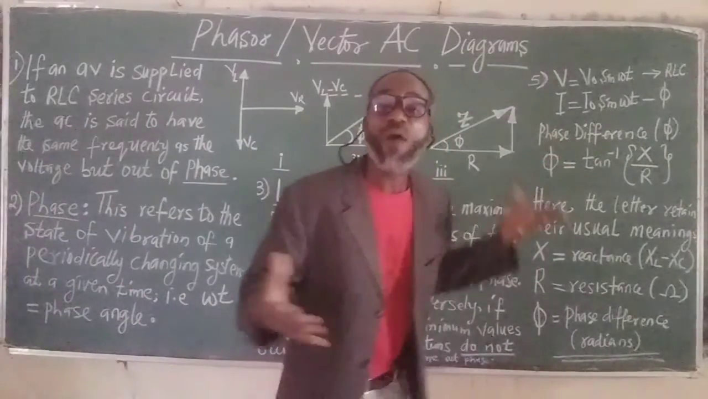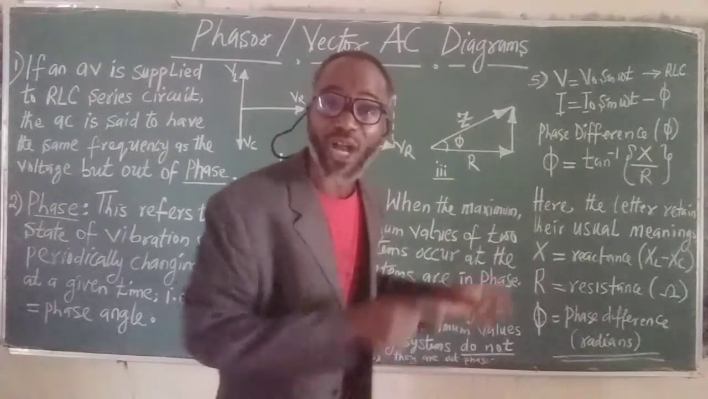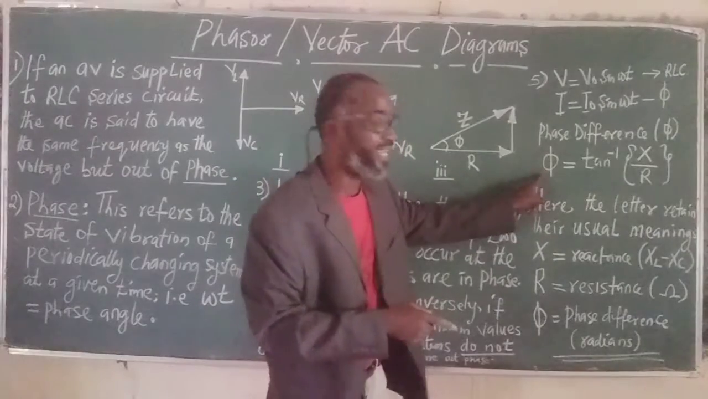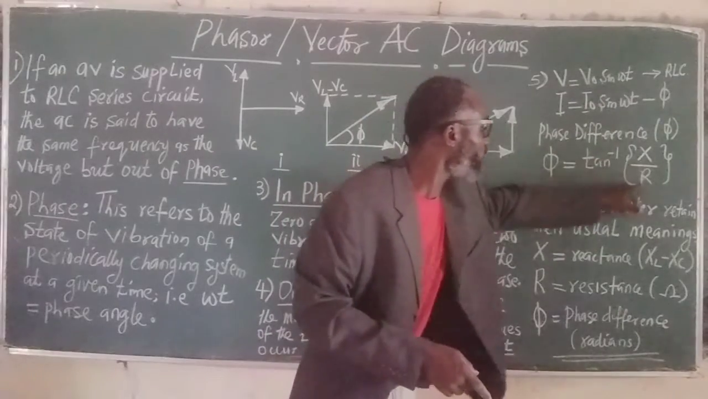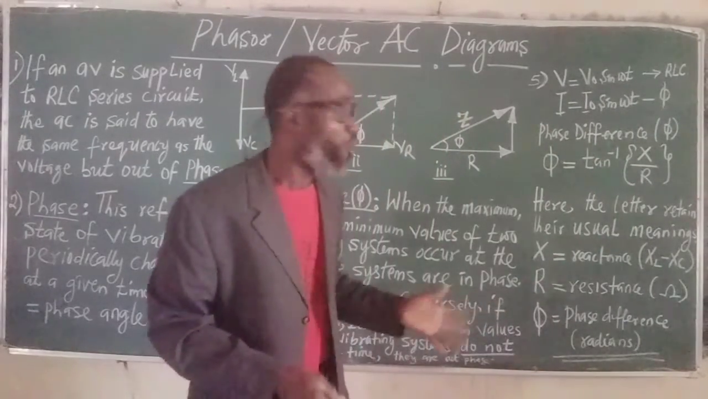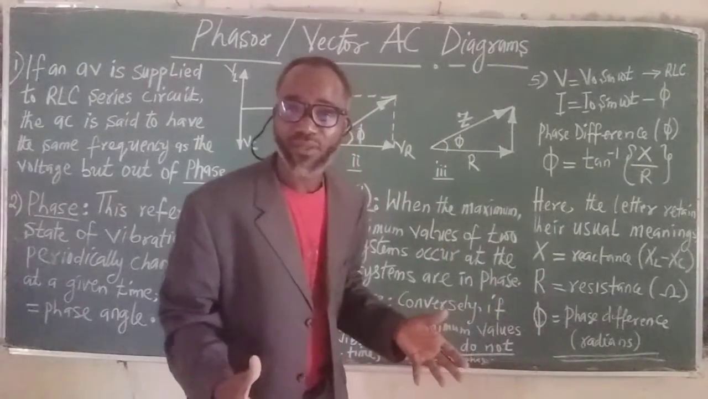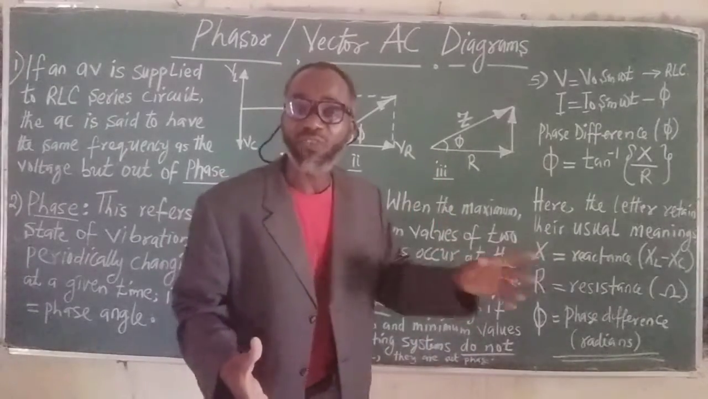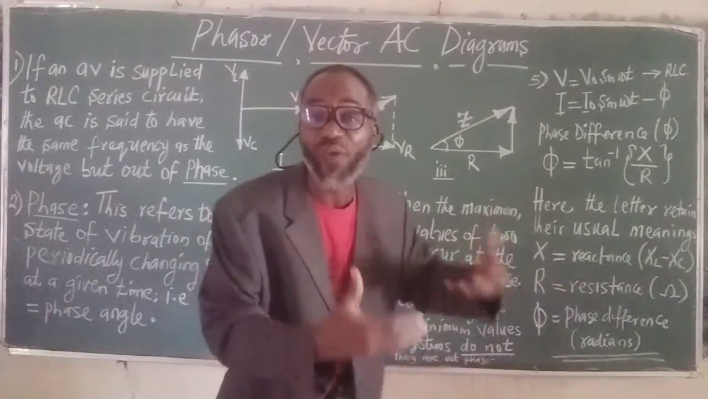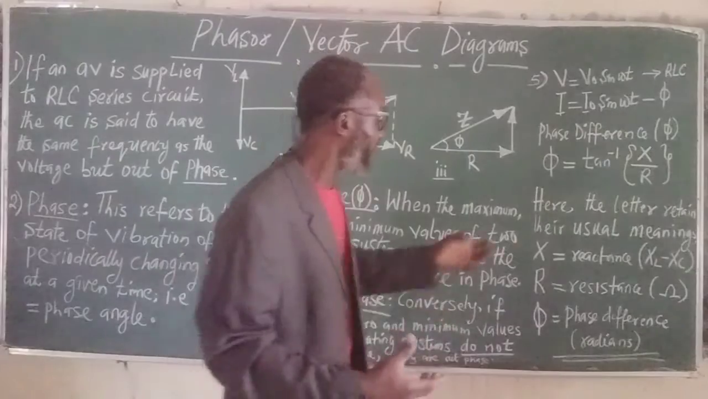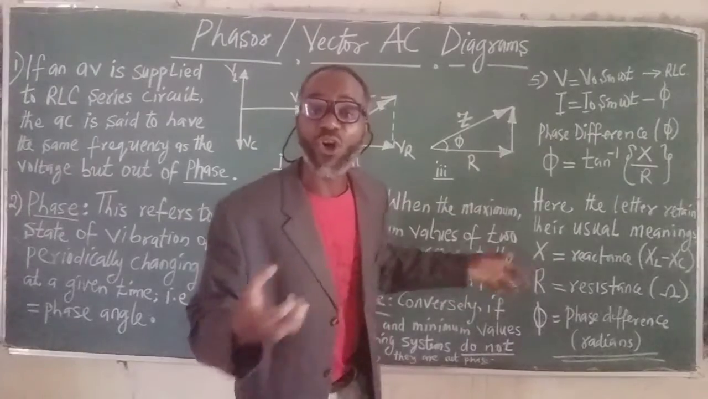This phase difference, how much angle does it have? That's what it means. And for us to be able to calculate this, we must understand how to apply this. Phase difference is equal to tan inverse of X over R, close again. So what does X represent? X represents the reactances, the capacitive reactance and inductive reactance. The difference between the inductive reactance and the capacitive reactance. That's what X means, and it's measured in ohms.